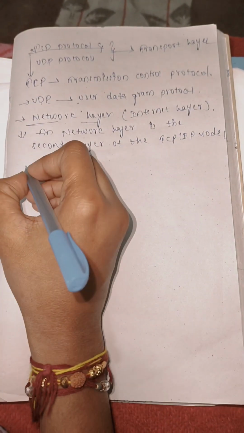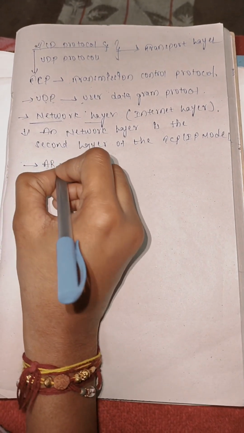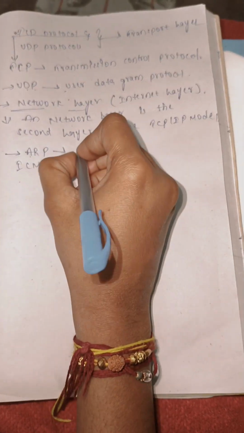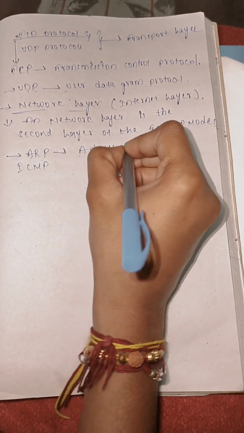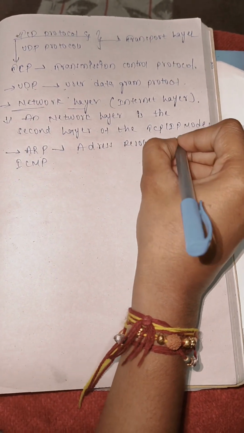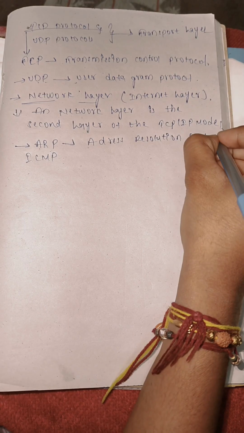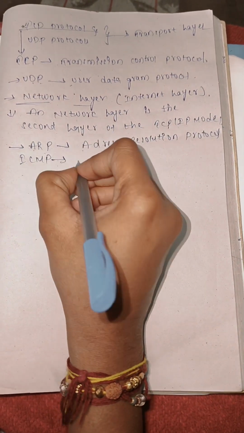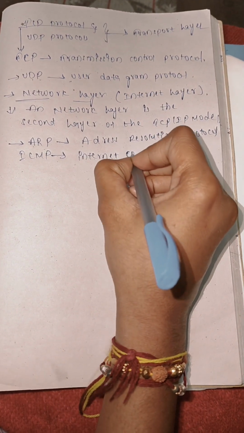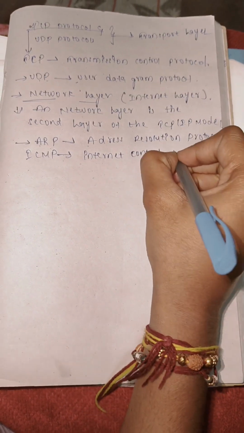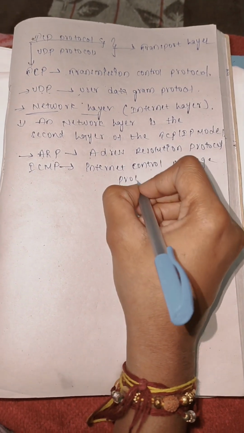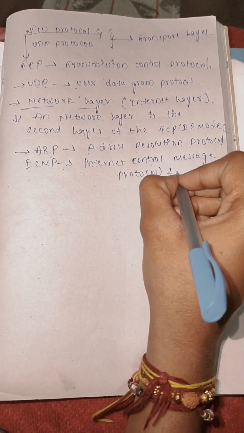What are there? Like ARP and ICMP. ARP is nothing but address resolution protocol, and ICMP is nothing but internet control message protocol, etc.